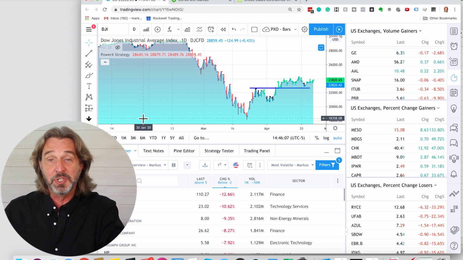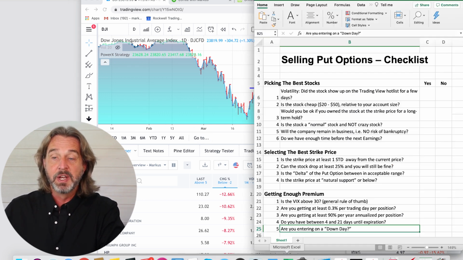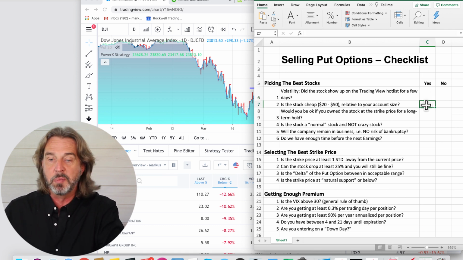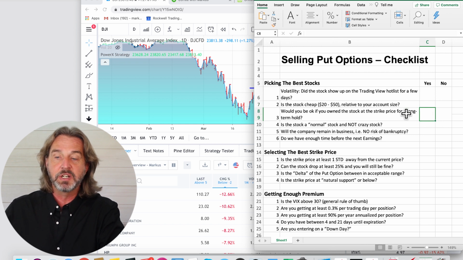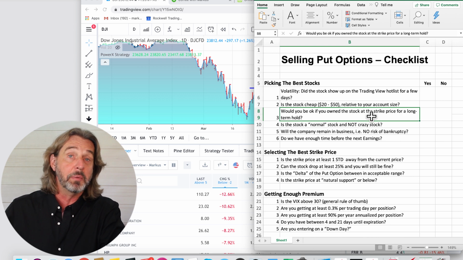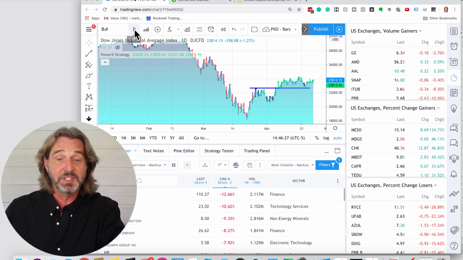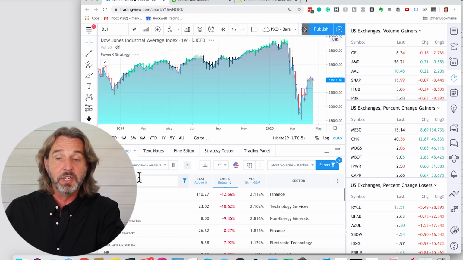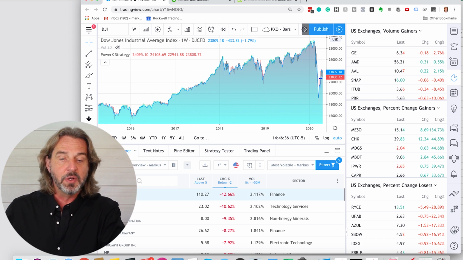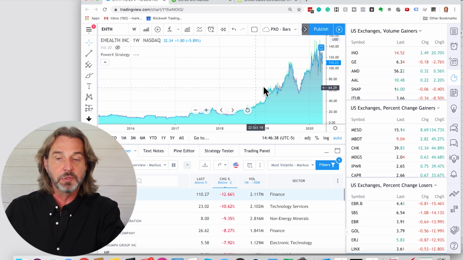One of the things on the checklist, as you know, is we need to make sure that there's enough volatility, that the stock is relatively cheap, especially when you're trading a smaller account. And you see, this is here super important. Would you be okay if you owned the stock at the strike price for long-term hold? So here's what I like to do in order to figure this out. I want to actually switch to a weekly chart. I'm just zooming out so that I see the past few years. Now I'm clicking on the first stock so that it automatically shows me the weekly chart.